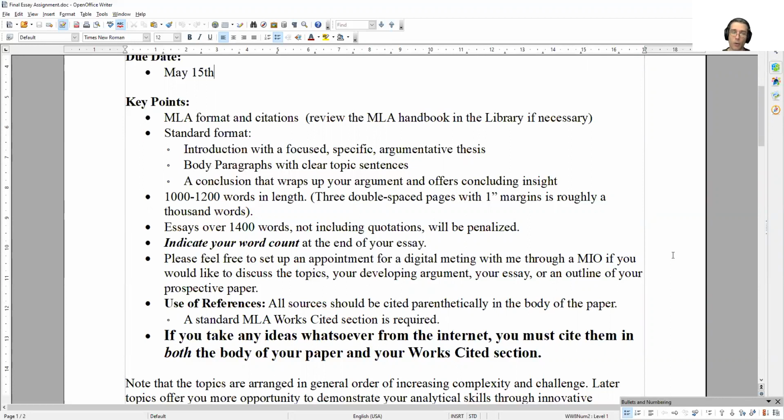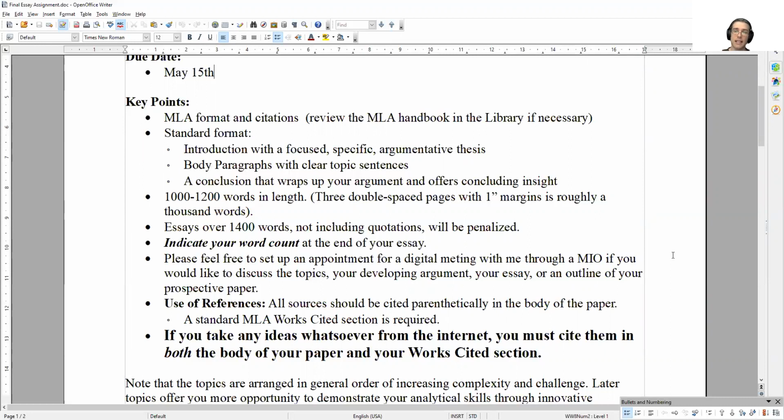It is standard format in that you have an introduction, 3 body paragraphs, and a conclusion. The essay itself should be between 1,000 and 1,200 words in length, not including quotations. Try to remember to use short quotations.